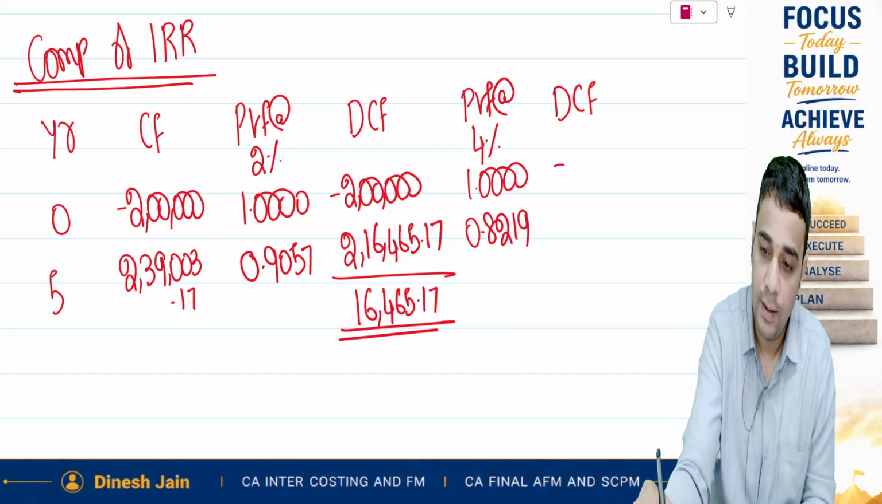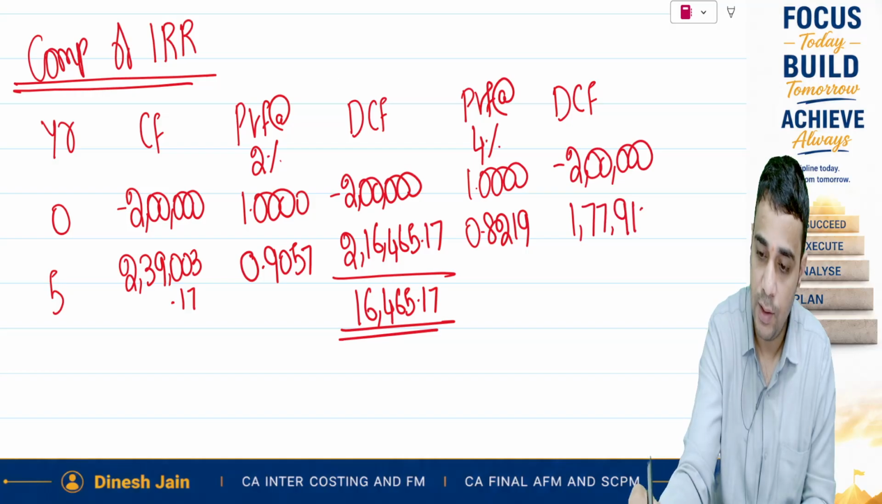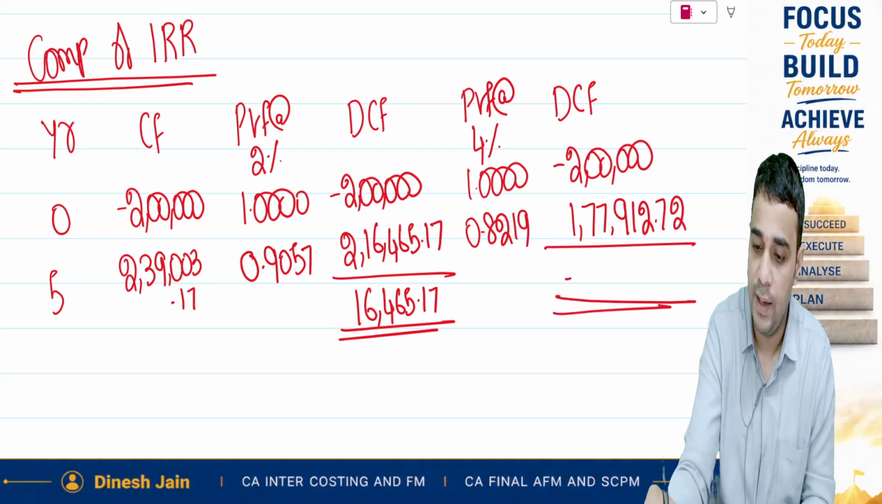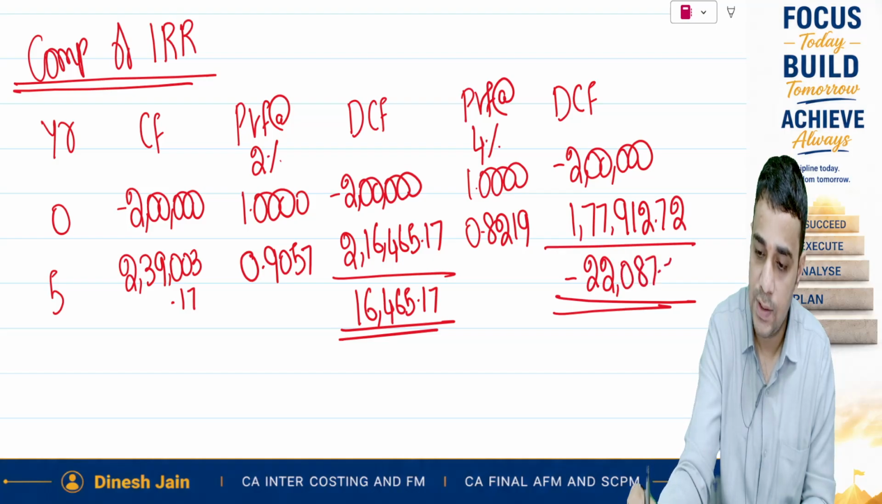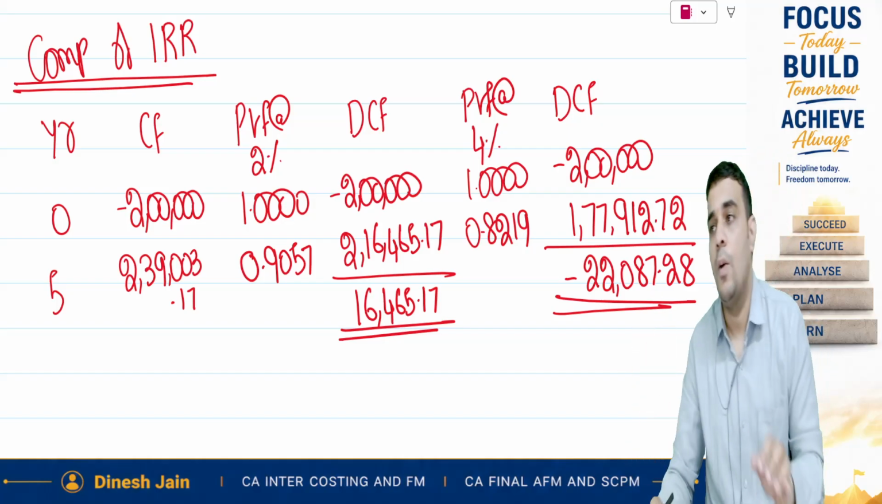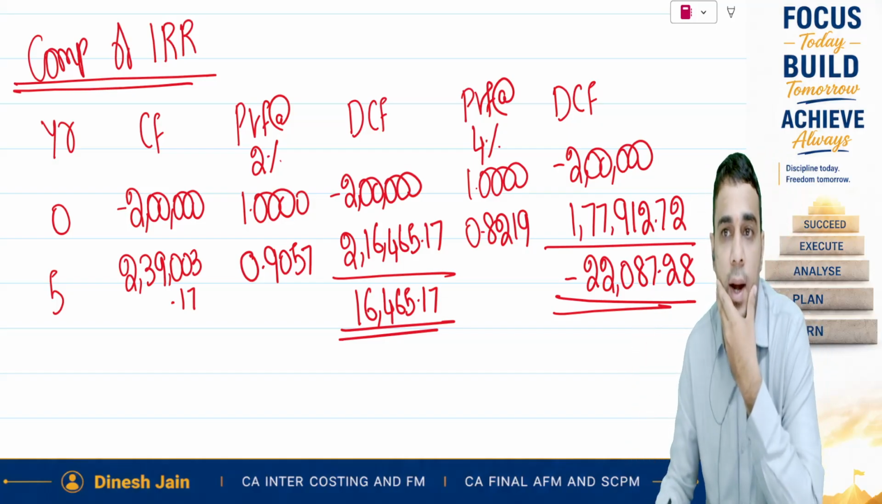8219 minus 2 lakh, 177 9, and this should give me a negative NPV, negative 22087.28. One positive, one negative.